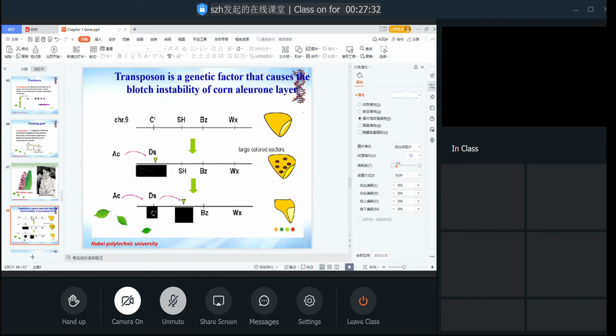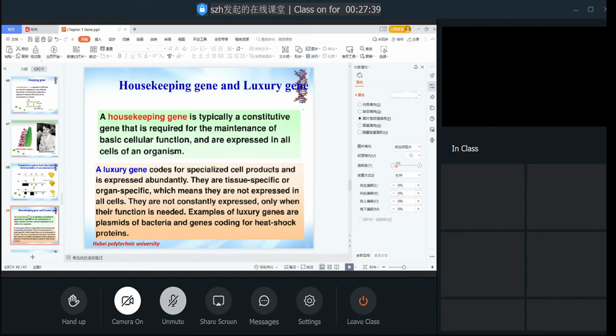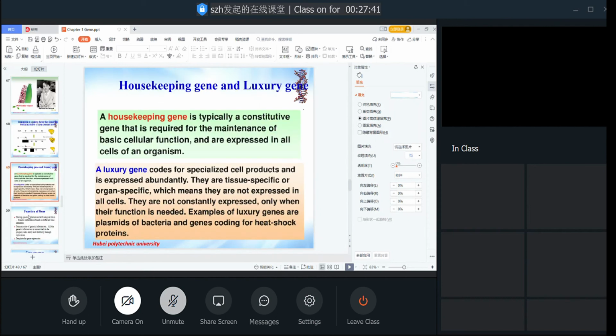This is another kind of gene, jumping genes. Here, the last definition I listed in chapter 1 is the housekeeping gene. Maybe this is an easy one to understand.